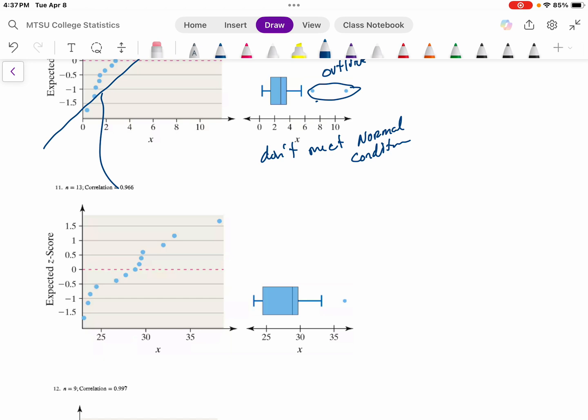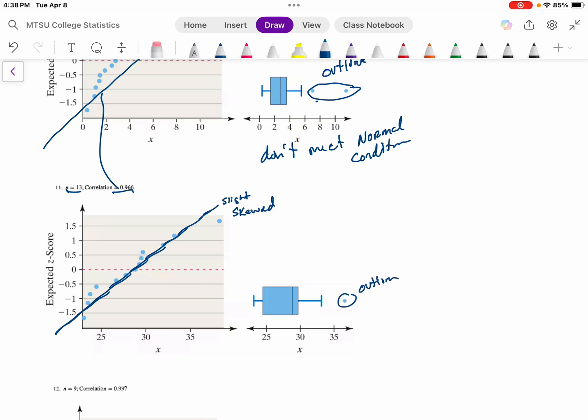All right, next one here. If I draw on the next one, with a sample size of 13, I've got a stronger correlation. Now, do I have heavy skewness? I don't really have heavy skewness. We might say this is a little bit of slight skewness. Slightly skewed, but not too bad. Now, as I look at this, we see an outlier.